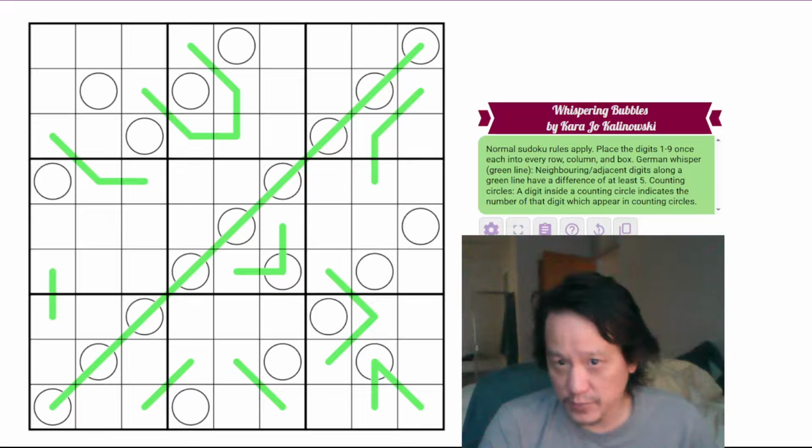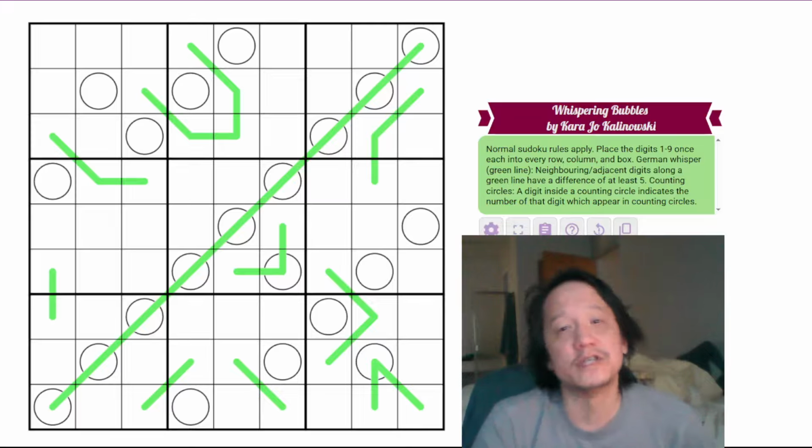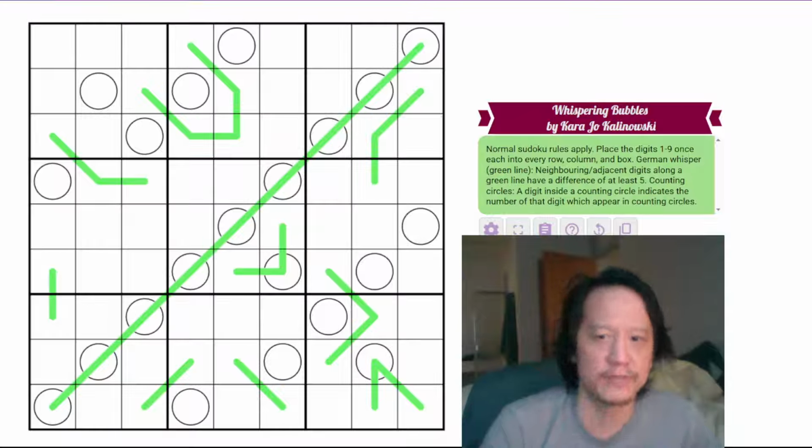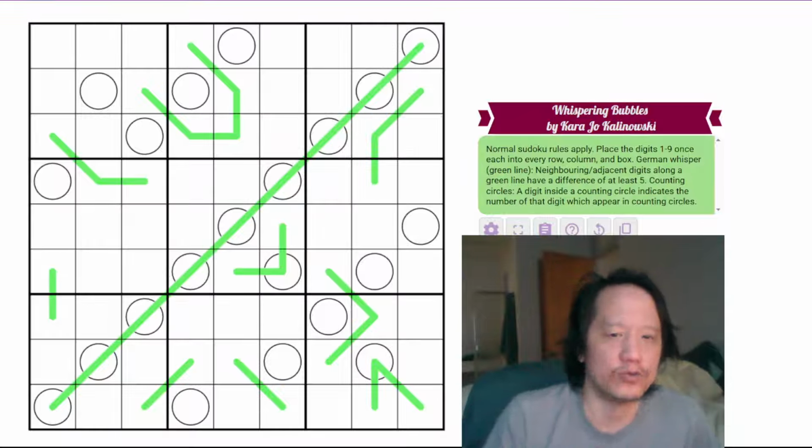And take that easiness with a grain of salt, because it's considered easy by the people on the Logic Masters Germany forum, and there's a lot of really smart people there. Today's puzzle is called Whispering Bubbles by Kara Jo Kalinowski. And here are the rules.